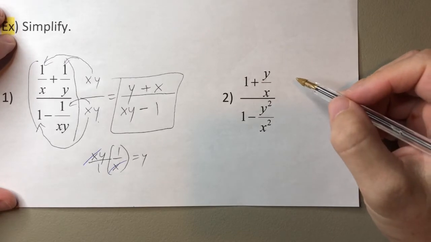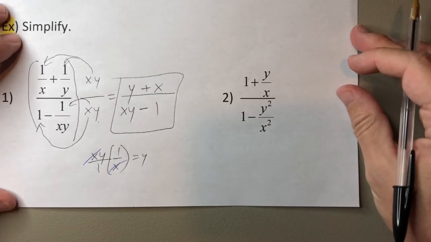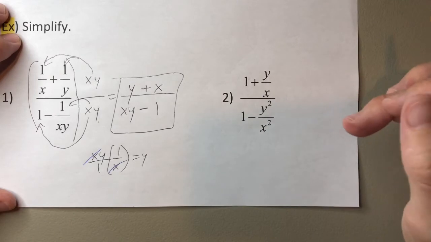Let's do this, one more of these. So, LCD. That's our first move in this complex fraction. What's the LCD?